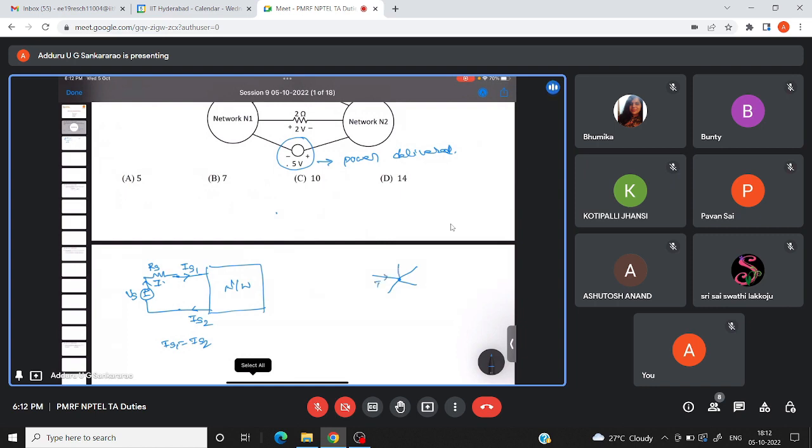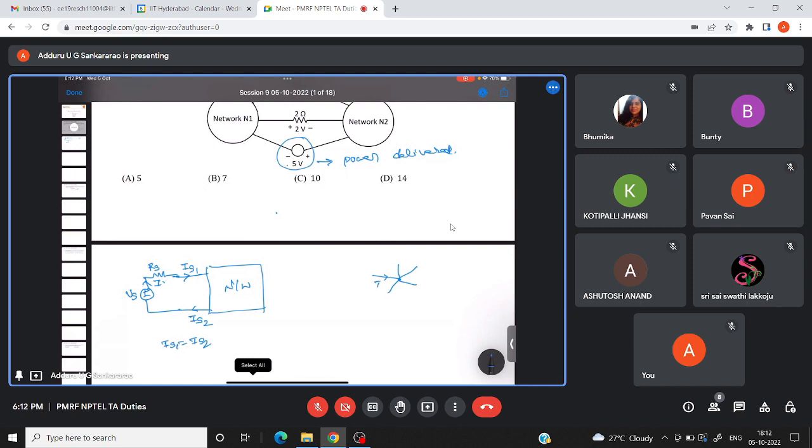KCL. Let us say we have some currents here. I3 is leaving, I2 is entering, I4 is leaving, and I5 also leaving. So we know entering currents equal leaving currents: I1 plus I2 equal to I3 plus I4 plus I5. Similarly, for a network connected to some source, whatever current is entering into the network is the same as the current leaving from the network. That we will use here.